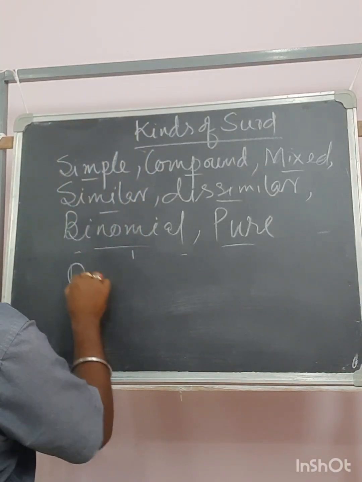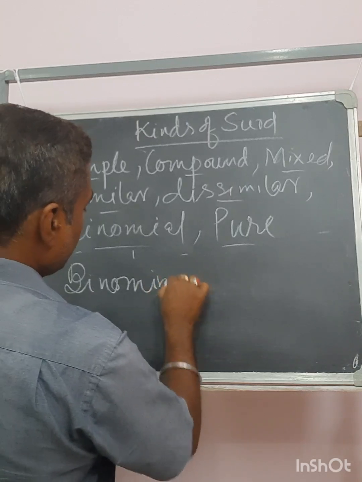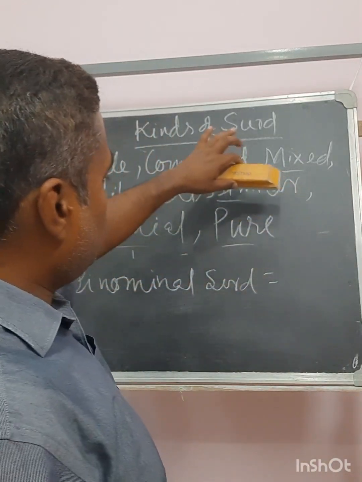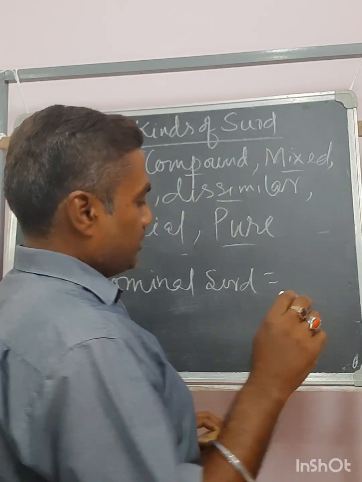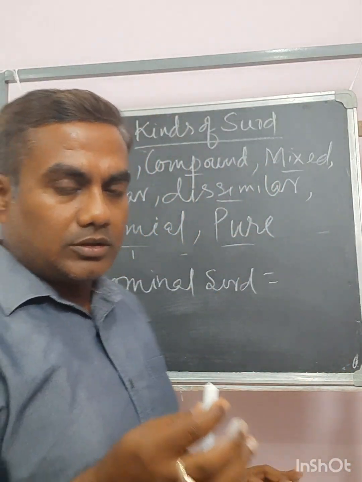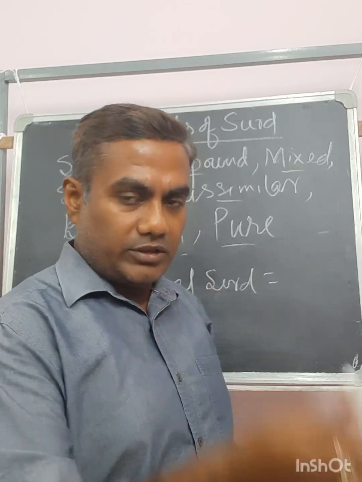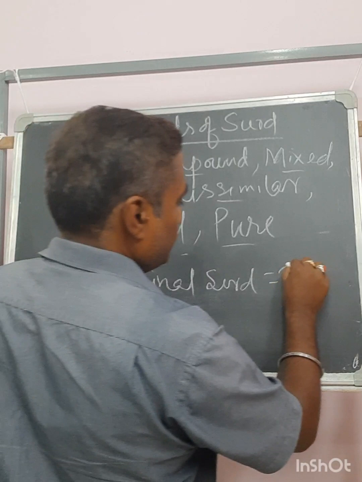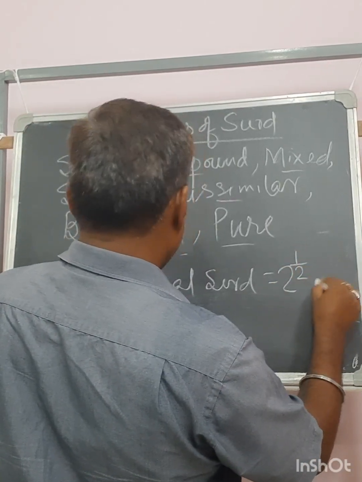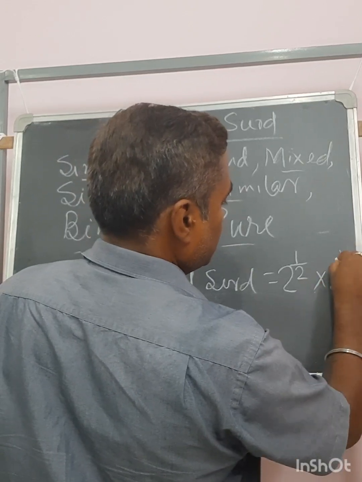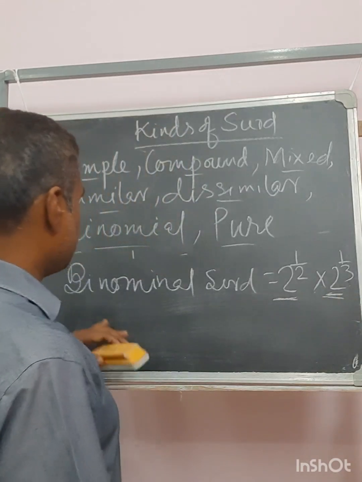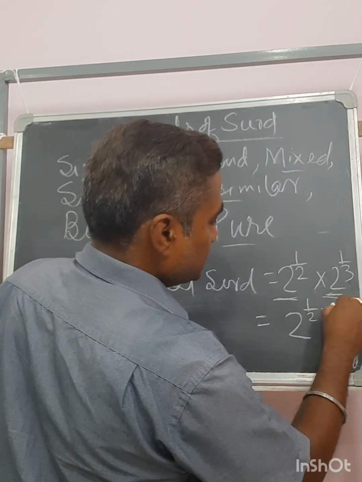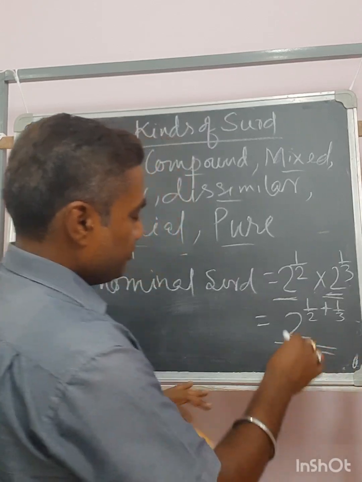So next comes the binomial surd. Binomial surd is where the main integer value for which we are calculating the surd is the same, but the power is different. That means if I say 2 to the power half and 2 to the power 1/3, then these two values are the same. Now if those are the same, then we can club them together by adding the powers to get a common surd, that means a simple surd.